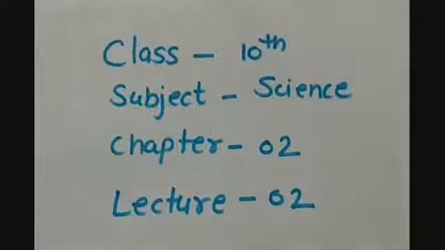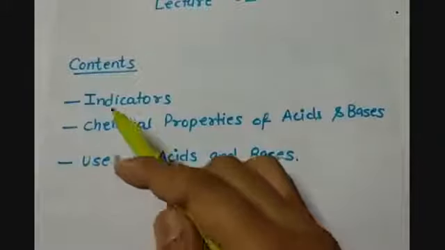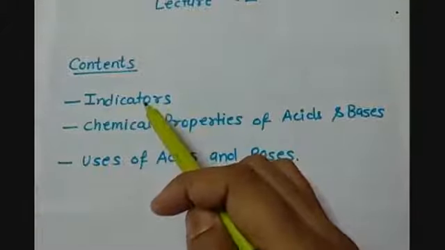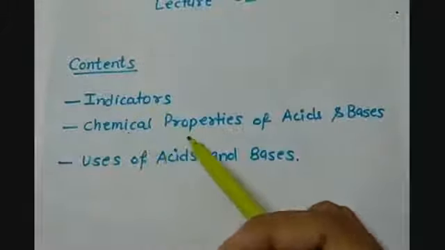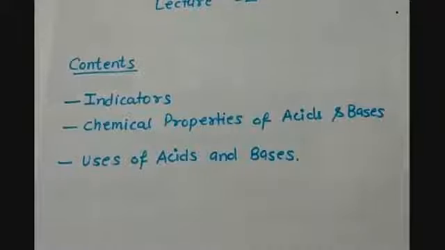This video is for class 10 subject science, chapter number 2, acids, bases and salts, and this is lecture number 2. In the previous lecture we studied about acids, bases and their classification. In today's lecture we will see what indicators are, what the types of indicators are, how they are used, and the chemical properties of acids and bases, that is, how acids and bases react with different chemicals, and we will see the uses of acids and bases.